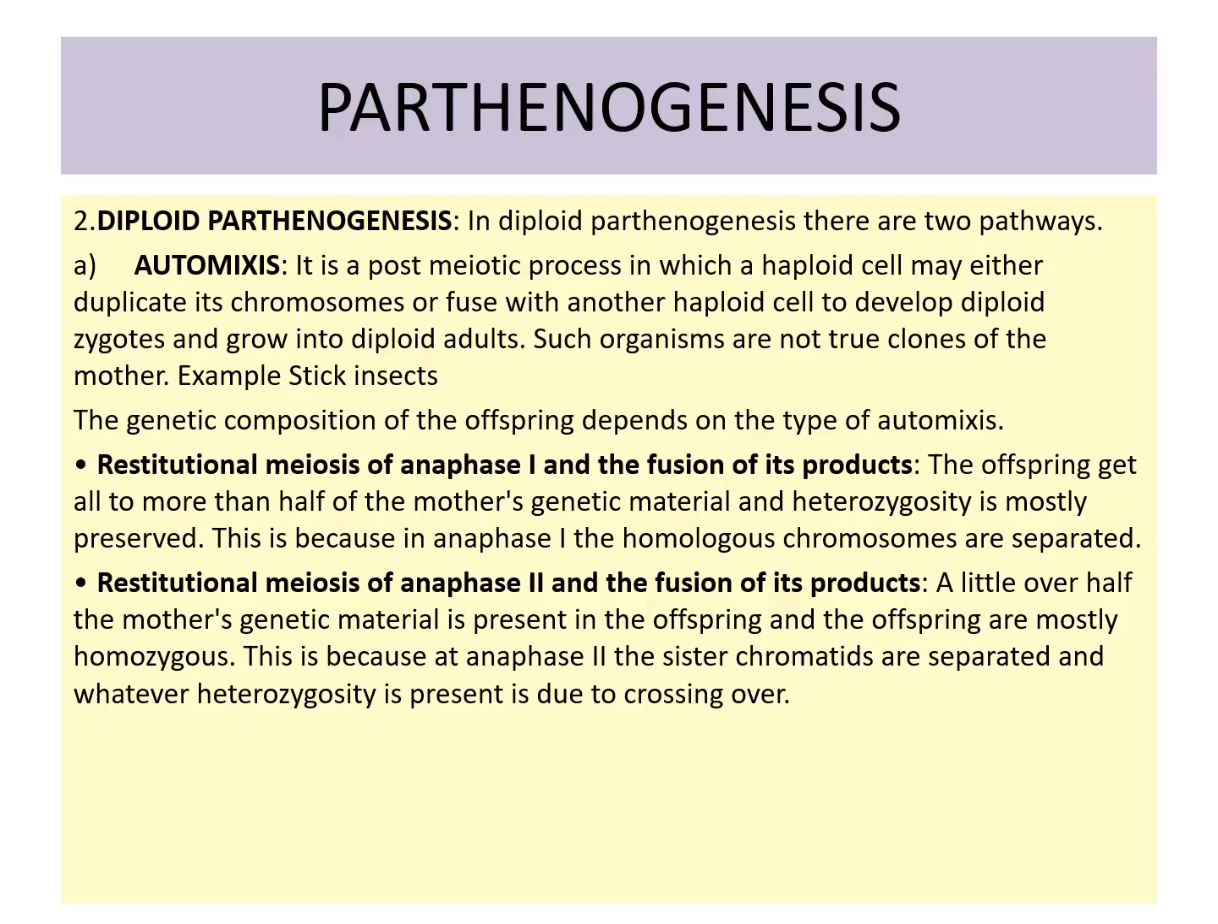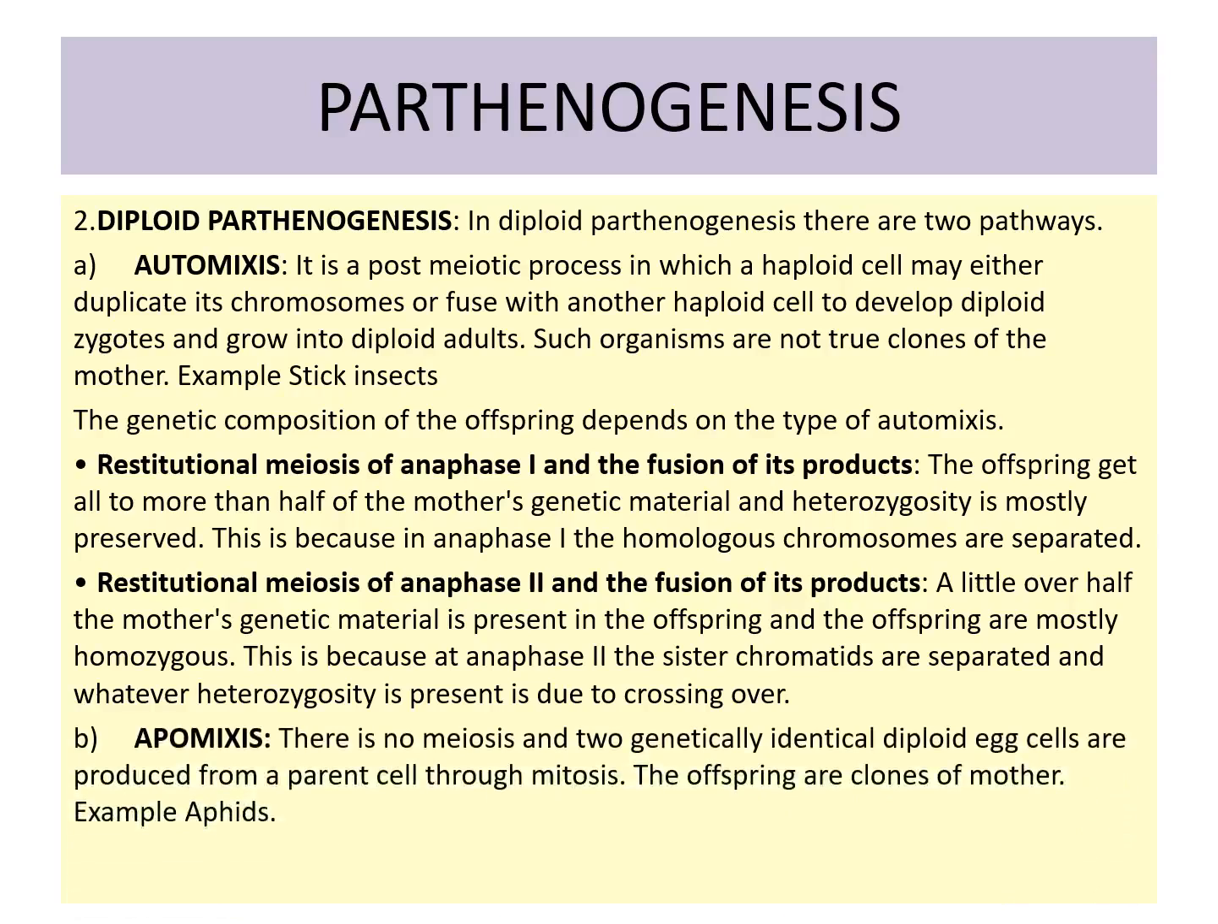Restitutional meiosis of anaphase 2 and fusion of its product. A little more than half the mother's genetic material is present in the offspring and the offsprings are mostly homozygous. This is because at anaphase 2 the sister chromatids are separated and whatever heterozygosity is present, it is due to the crossing over. Second type is apomixis.